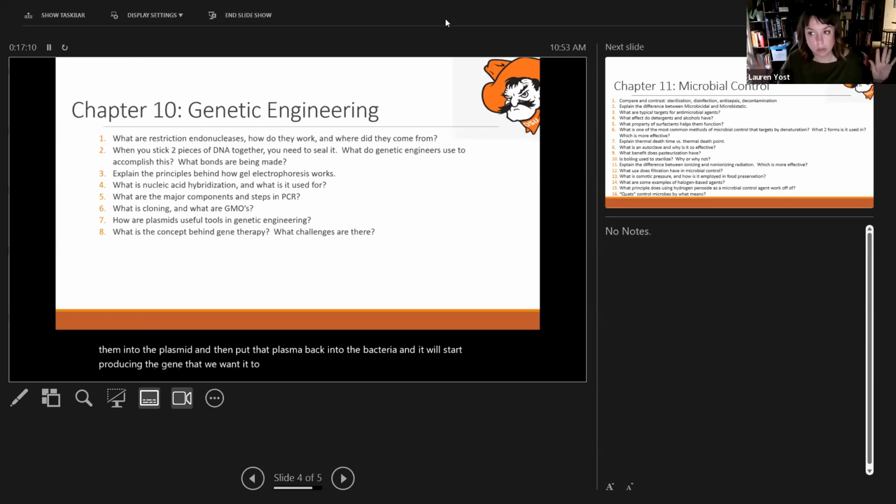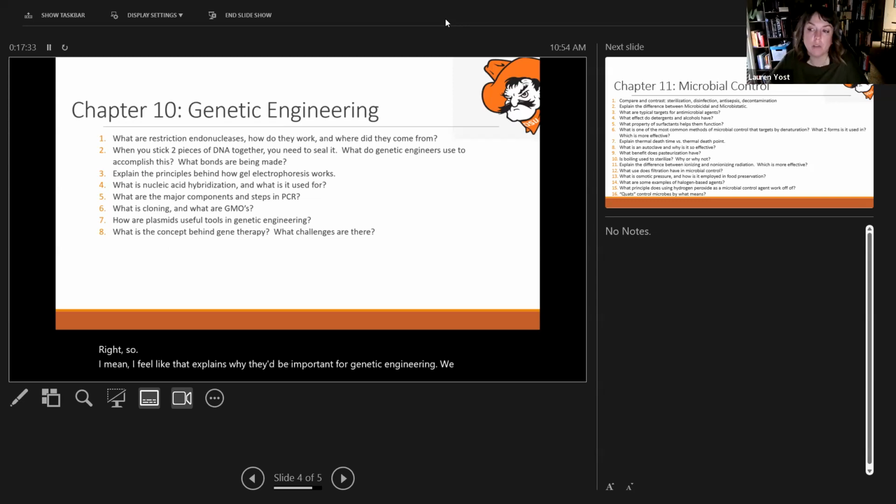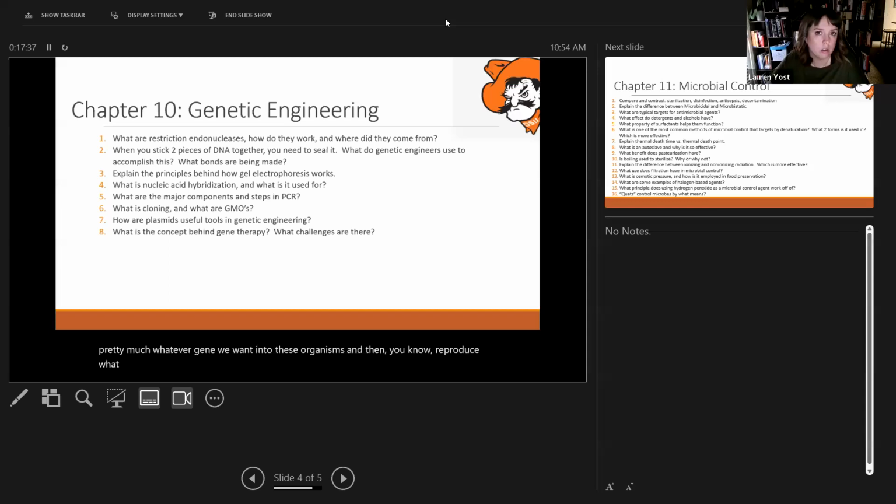Gotta remember though, that when we do this with bacteria, if you're putting a human gene in there, you have to have already removed the introns. If you don't know what I'm talking about, then maybe go review your genetics chapter. Right, so I feel like that explains why they'd be important for genetic engineering. We can put pretty much whatever gene we want into these organisms, and then reproduce whatever the product is via that mechanism. And bacteria grow a lot faster than eukaryotic cells do, so that's a pretty useful tool.